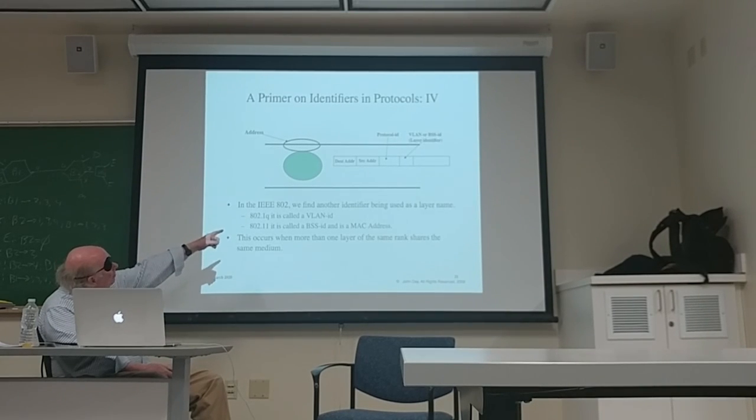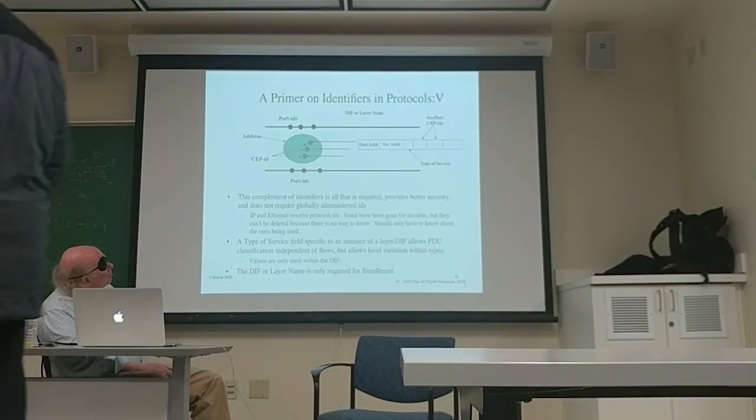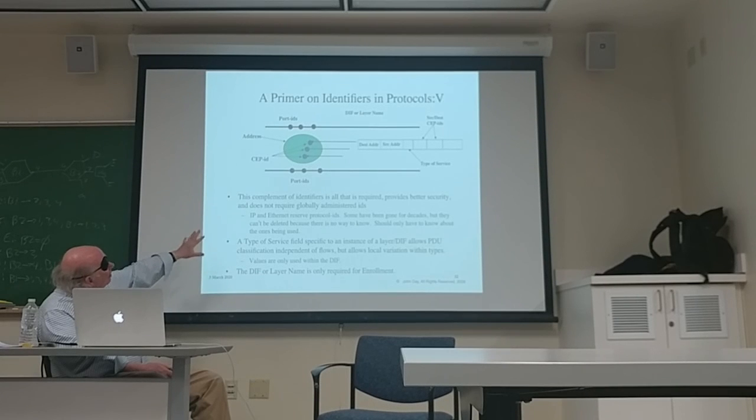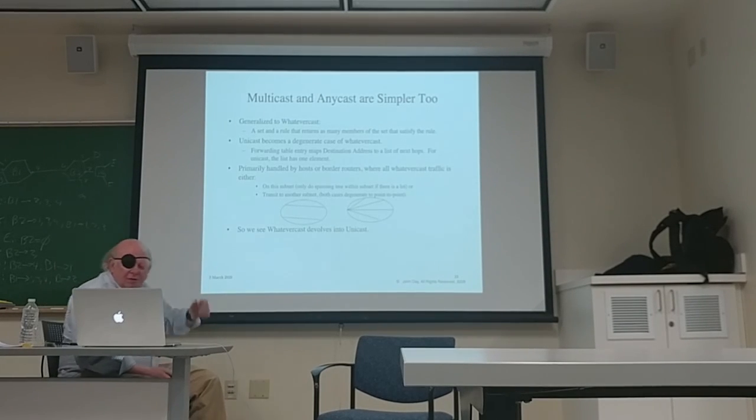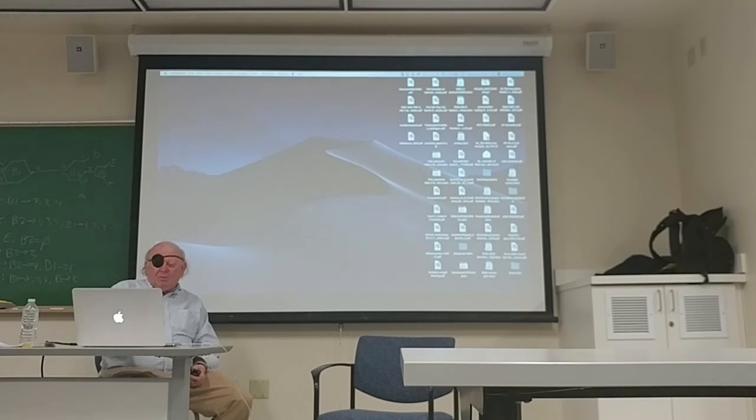In the IEEE 802, we find another identifier being used as the layer name. 802.1 calls it the plan ID, 802.11 calls it the BSSID, and some use the MAC address. This complement of identifiers is all that is required to provide better security. There's some stuff there at the end, and there's some more stuff that is essentially the fundamental principles here that we may want to know. So anyway, we can go with that. Okay? Thank you. All right.